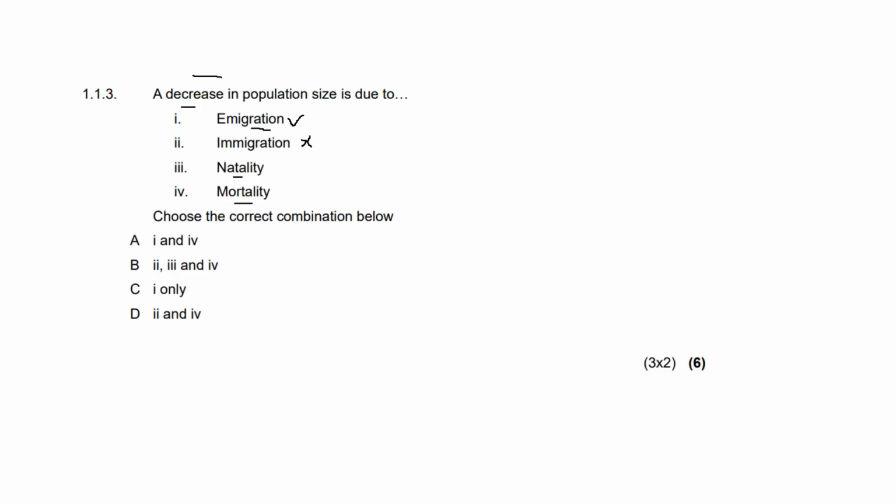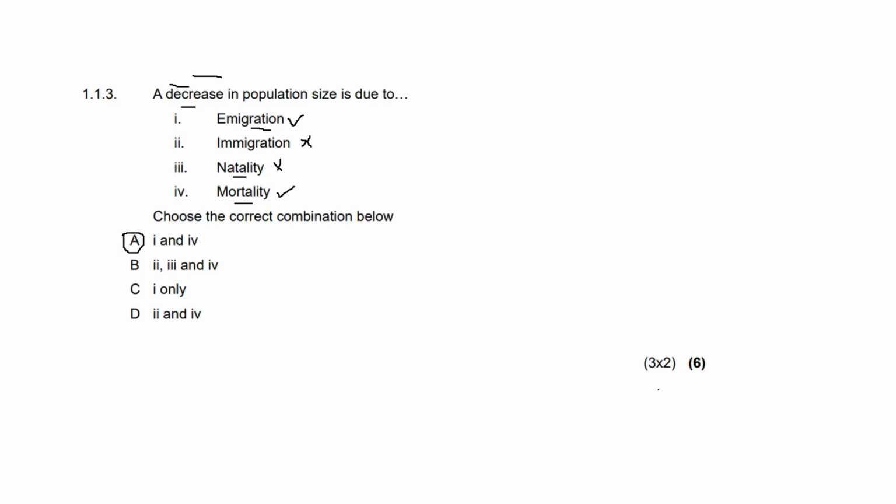The same goes for giving birth. Giving birth will increase the population size, so it's out. Because they're asking about a decrease in population, only emigration and mortality will decrease the population. So the correct option, 1 and 4, is letter A. If tomorrow the question asks for an increase, the increase would be immigration and natality. But for a decrease it would be emigration and mortality, which is letter A.